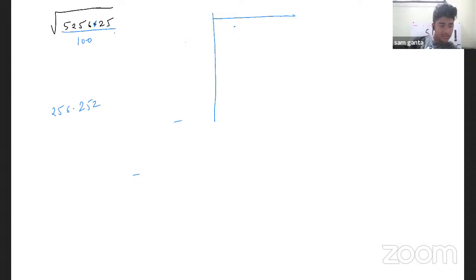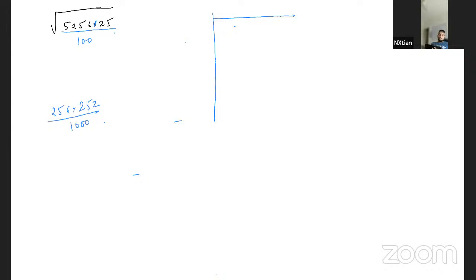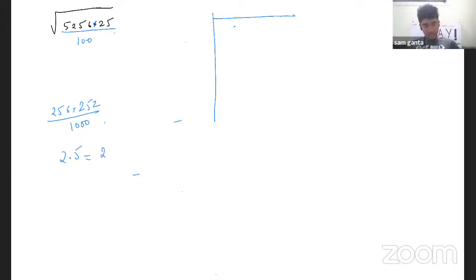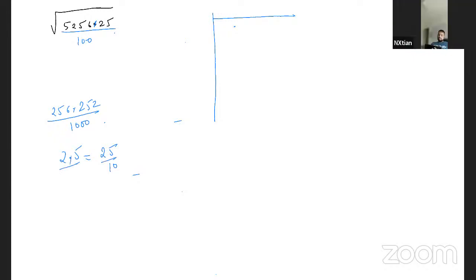How will 100 come, sir? That's what I'm saying. For example, if 2562.252 is there, after the point how many numbers are there? Three numbers, so three zeros will come. So it will become 1000. For example, 2.5: after the point, how many numbers are there? One number, so it will become 25 by 10. Because after the point, only 10 will come. In the same way, here after the point two digits are there, 25, so the denominator will be 100. Understood, guys? So what does this mean?